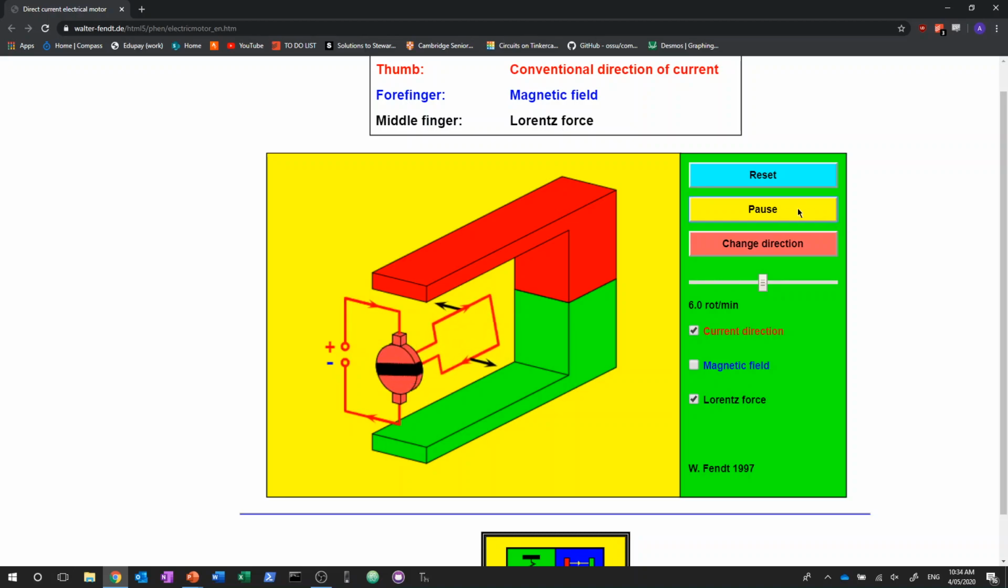So you can have a play around with that. The website's up here, Walter Fendt. There are so many good animations that he's got on his website. It's amazing. I highly suggest you check it out. Anyway, back to the PowerPoint.